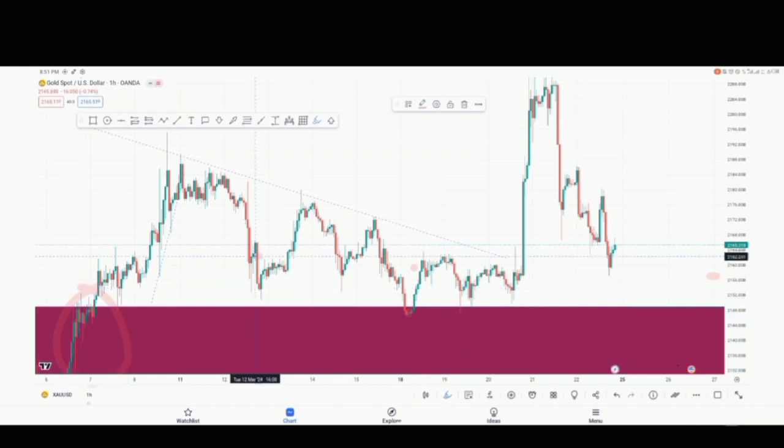It has retested it here visibly, which was not visible on the bigger time frame. It has retested it here. It has retested it here. So the support is a very valid support.